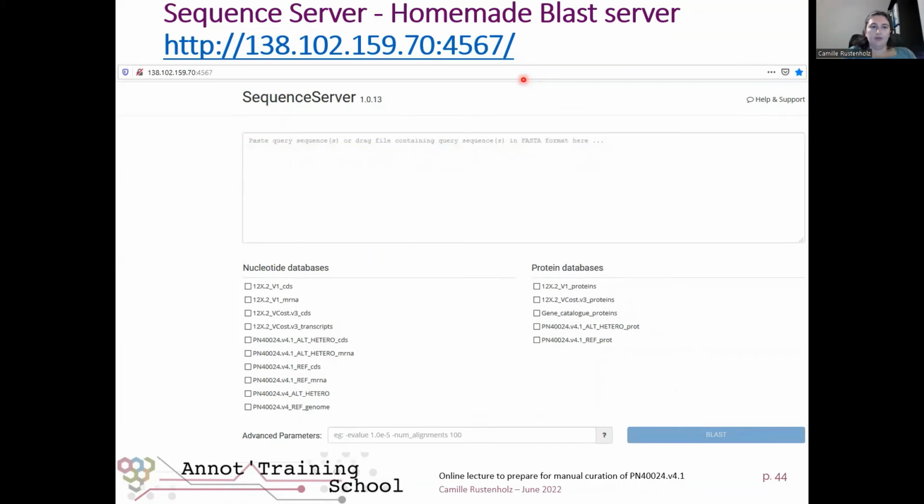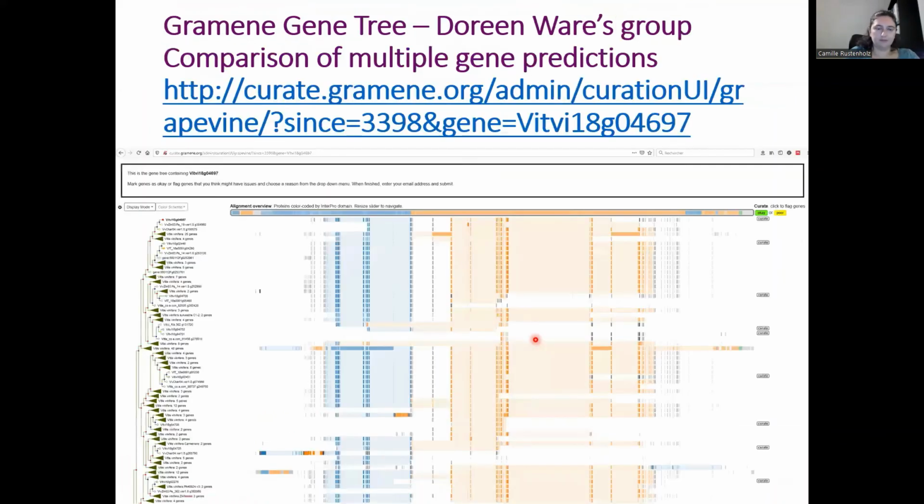You could also use the SequenceServer, which is a homemade BLAST server that we made available for the community. So you can blast any sequence that you get from Apollo to check it against the 12X2 v4.1 annotation, but also the assembly, and the protein sequence. So this is also very useful when you have to double check your work.